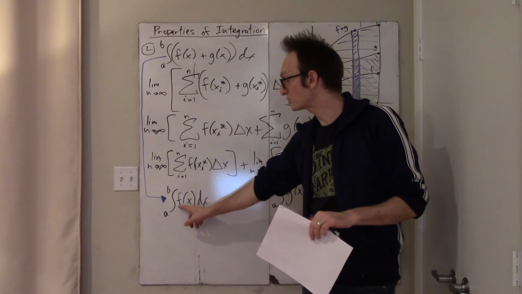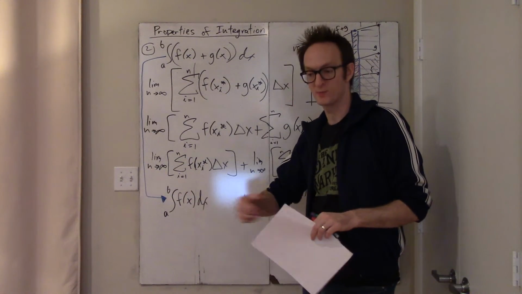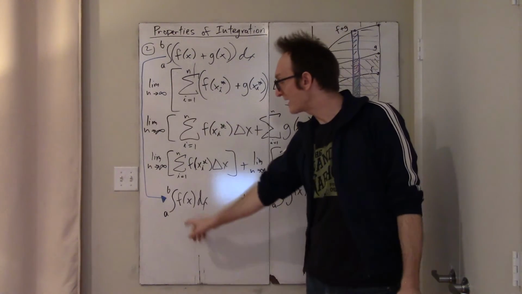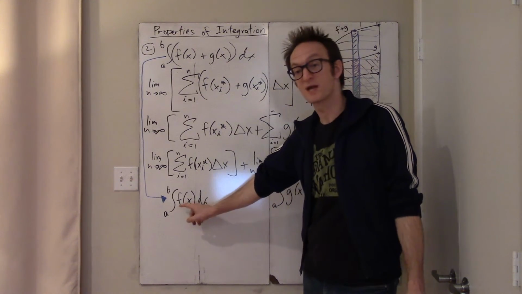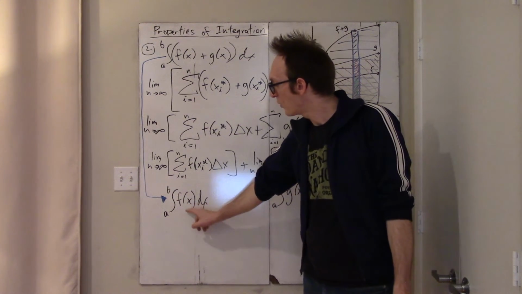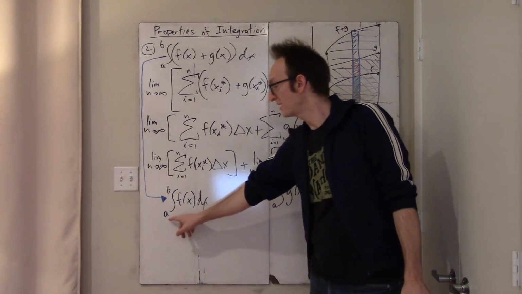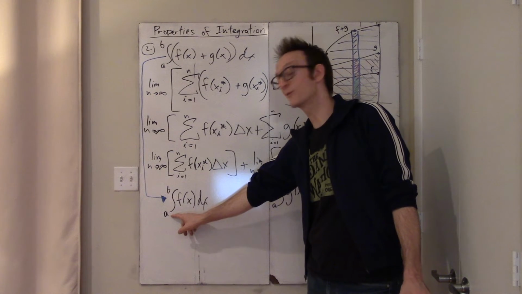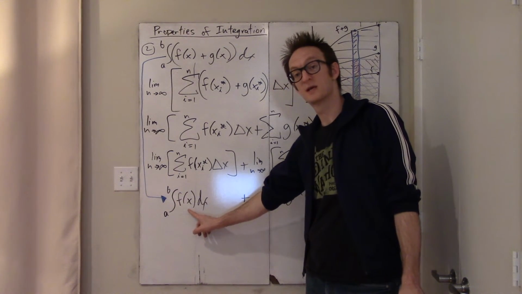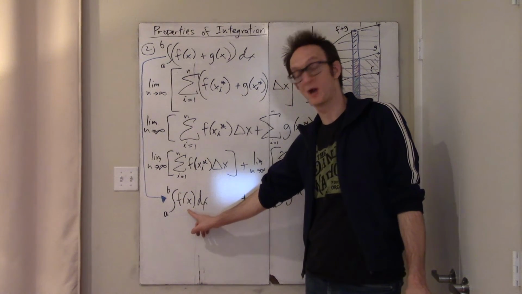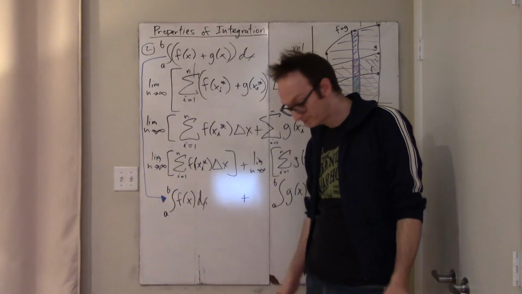So let there be a train which is moving along the ground, and let f be the speed of that train, or the velocity of that train. Well, if f is the velocity of that train, then if a and b are times, then the integral from a to b of f is the total distance that that train travels during that time interval.